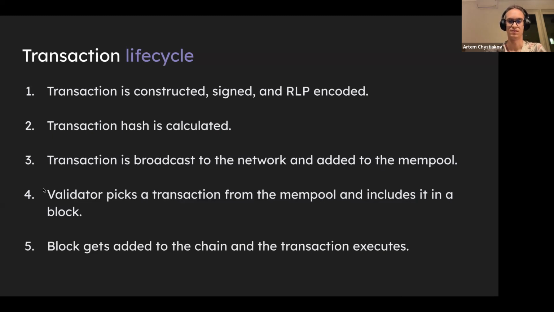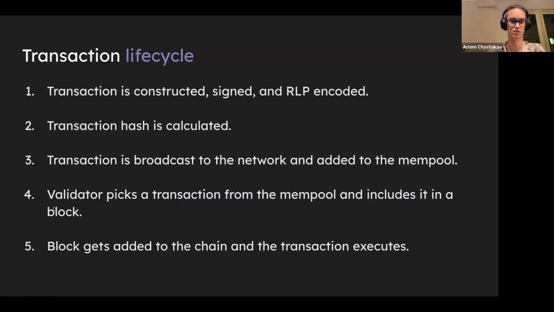After the transaction is added to the mempool, a validator picks a transaction from it and includes it into the block. So Ethereum allows any order of transactions to be included into the block. It is absolutely the validator's choice, but usually they pick the most expensive ones to maximize the profit. But it is up to the validator what to include and what not to include.